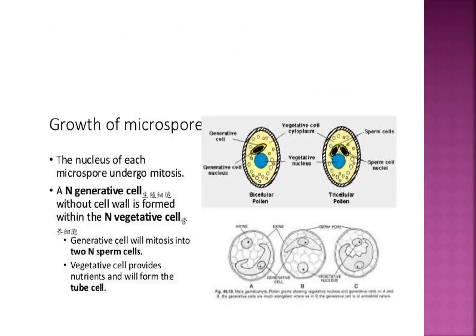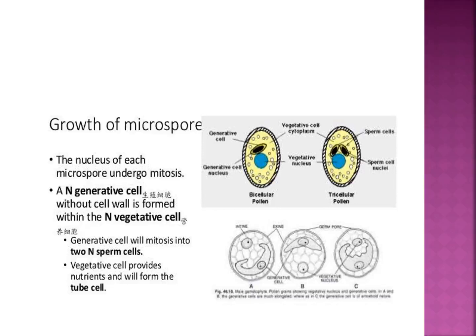So growth of microspore. In the first picture you see the generative cell, then the vegetative cell cytoplasm, the vegetative nucleus, the sperm cells, sperm cell nuclei. This is bicellular pollen and tricellular pollen.